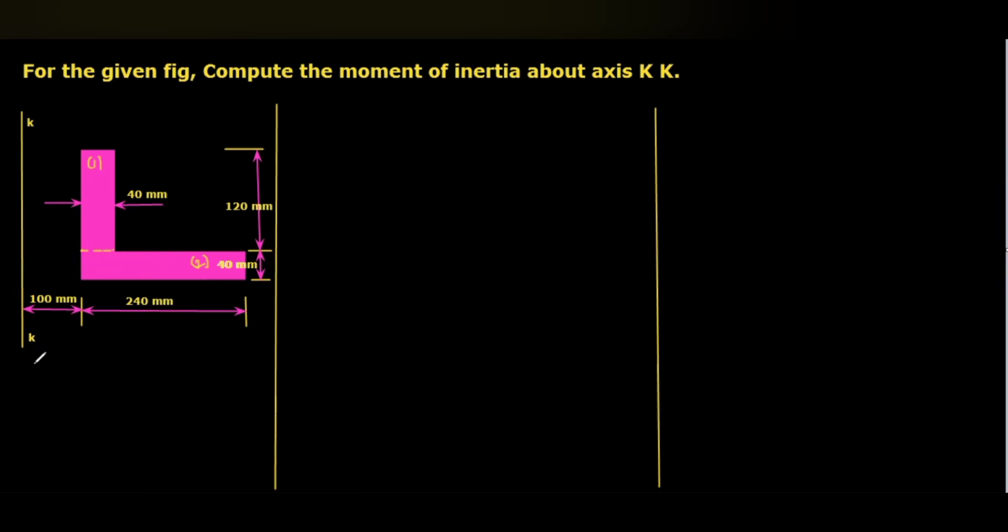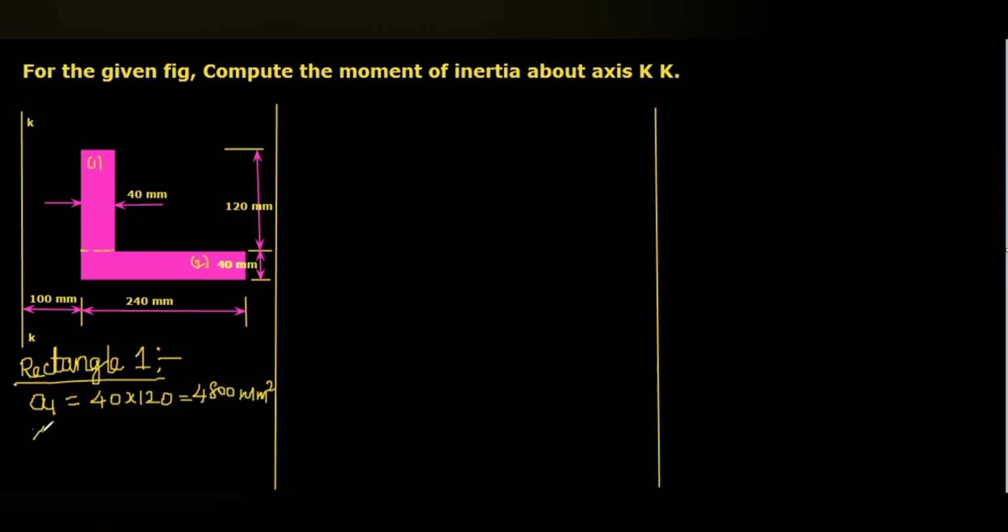So first of all, for rectangle 1, the segment 1, for that, A1. Here you can see when I split the rectangle, this will be the first rectangle, width 40 and then the depth that is 120. So 40 multiplied with 120, then we will get 4800 mm square.